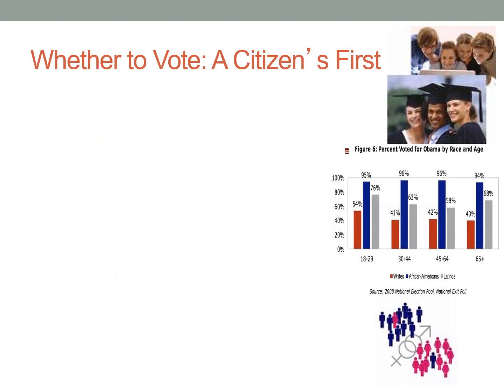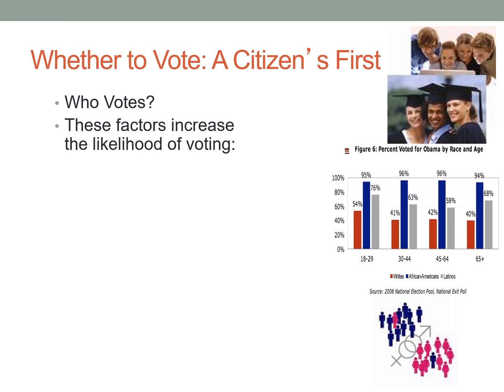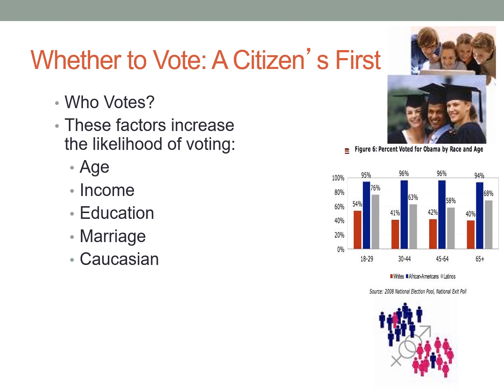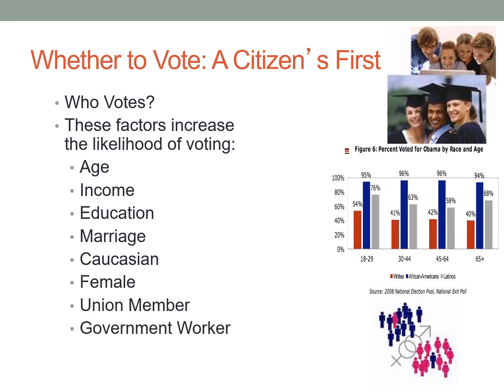And let's continue. So who votes? These factors increase the likelihood of voting: age, income, education, marriage, Caucasian, female, and union member, government worker, and if you were a northerner.